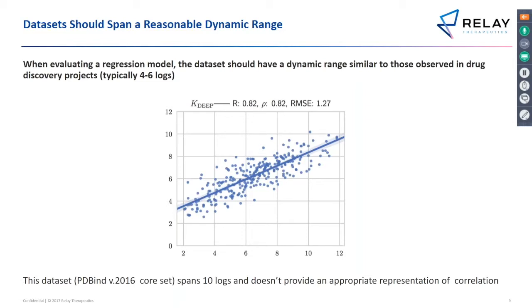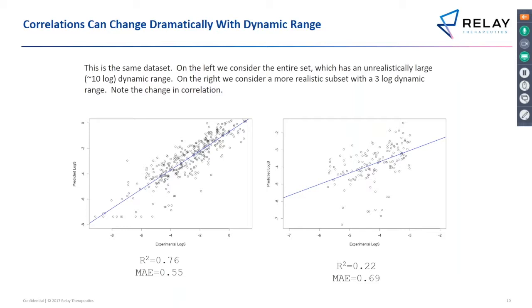In drug discovery, we're typically dealing with data sets that span 4 to 5 logs. So if you take the same data set, this is actually a solubility data set, but it spans a ridiculous dynamic range. It's got everything from methane to cholesterol in the data set. So of course you're going to get a great correlation.